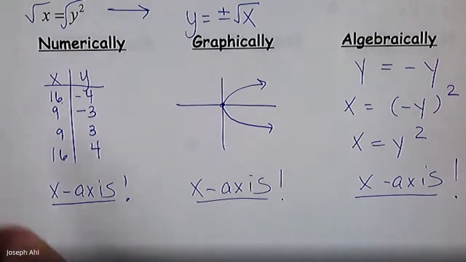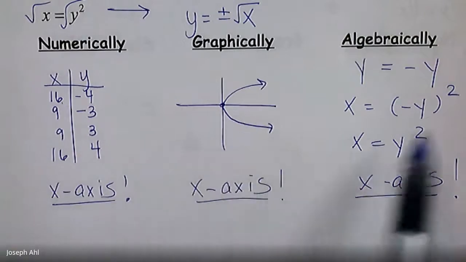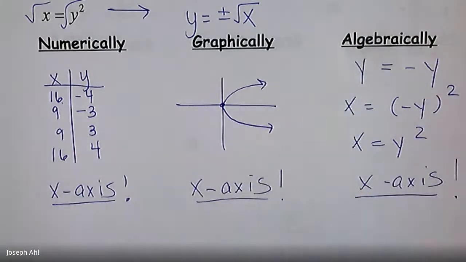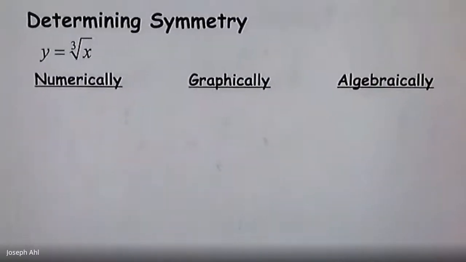So just to show you what the table might look like, certainly on a graph we should be able to tell easily, and then what the algebra looks like to determine some symmetry here. Okay. On the back we have the cube root of x. It's actually one of my favorite functions. I love it. All right.